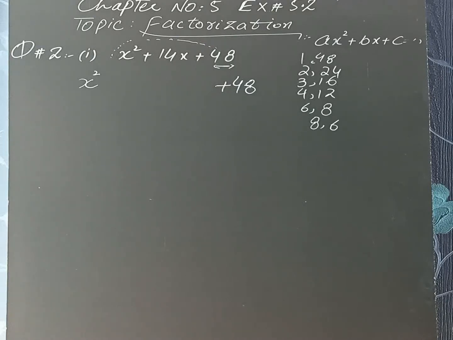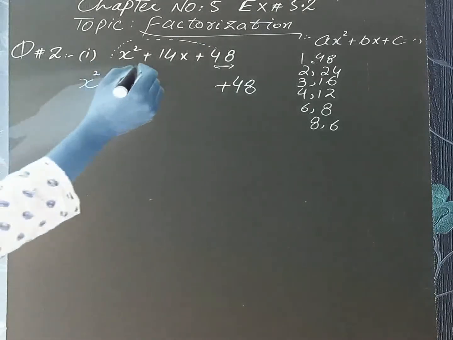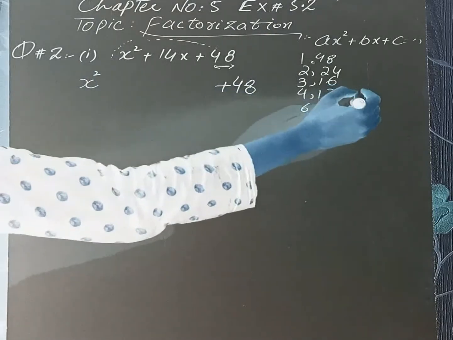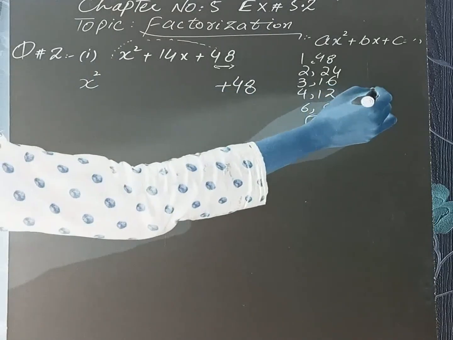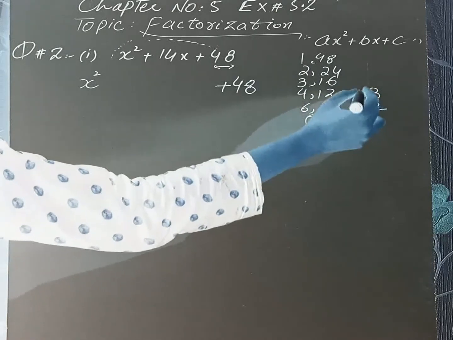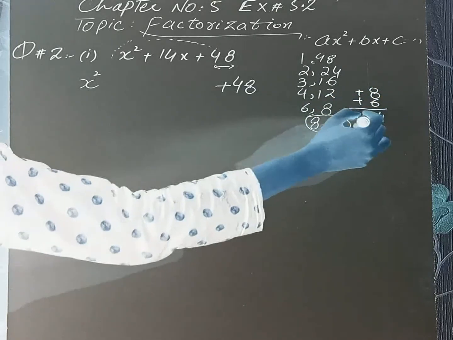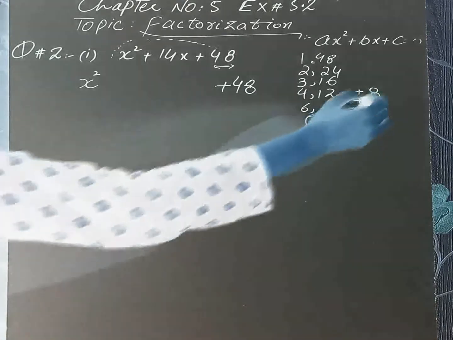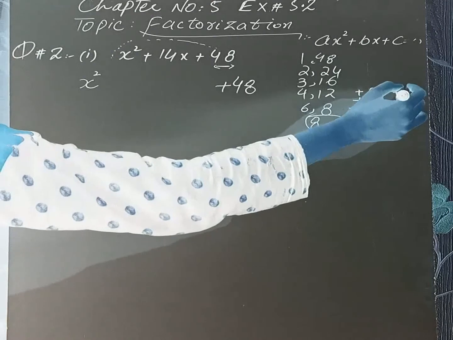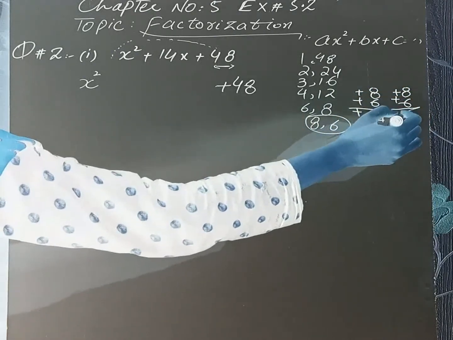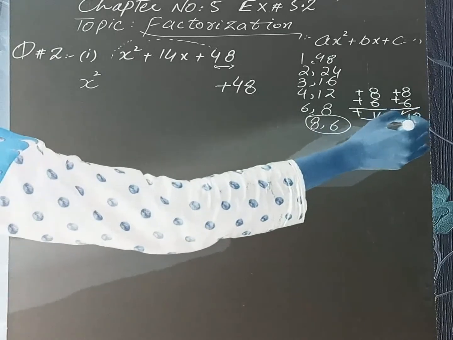But how am I going to put the signs over here? I need plus 14. So if I pick this pair, I will write plus 8 plus 6. Plus sign will be of greater value, plus 14. And if I multiply them, plus 8 times plus 6, we get 48.